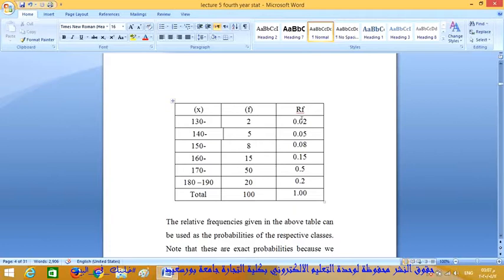For example, the probability that the height of one student is between 130 and 140 centimeters equals 2%. And the probability that a randomly selected student's height is between 160 and 170 is equal to 15%, and so on. Okay?